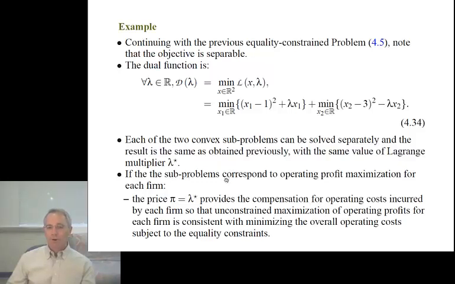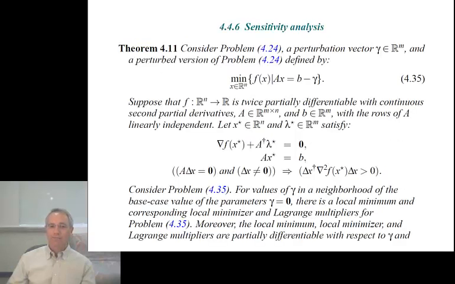So if the subproblems correspond to operating profit, then the price, pi equal to lambda star, makes the compensation right, so that unconstrained minimization of the operating profits, they don't care about the equality constraints, makes their actions consistent with minimizing overall operating costs subject to the equality constraints.